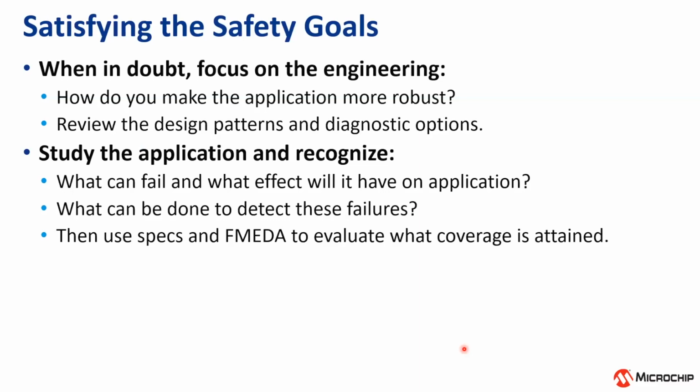If you're doing this design work, if you're in doubt, focus on the engineering. We all know how to make robust applications. CAN is the heart of a lot of robust applications, but review the design patterns and the diagnostic options. And if you haven't been given all of the failures that can occur from the OEM, focus on that. What can we do to detect failures? And then at the end, use FMEDAs to evaluate what coverage is attained.